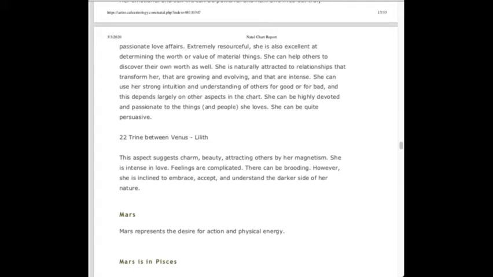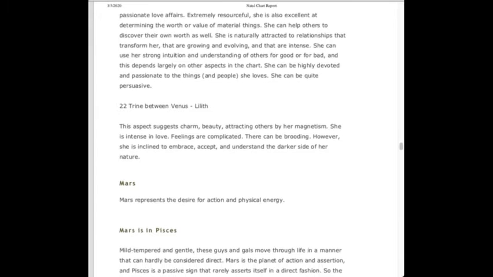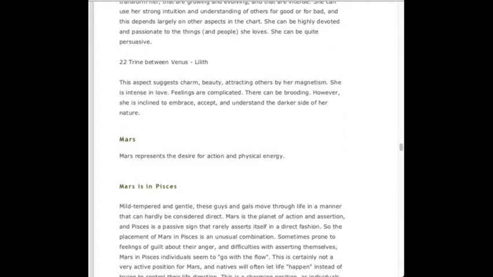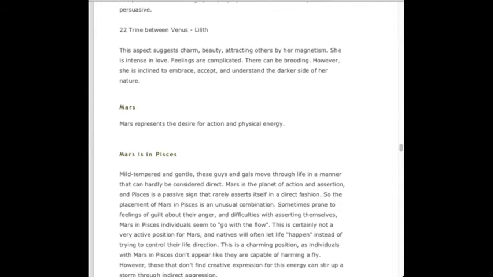Mars represents the desire for action and physical energy. Mars is in Pisces, mild-tempered and gentle. These guys and gals move through life in a manner that can hardly be considered direct. Mars is a planet of action and assertion, and Pisces is a passive sign that rarely asserts itself in a direct fashion. So, the placement of Mars in Pisces is an unusual combination.